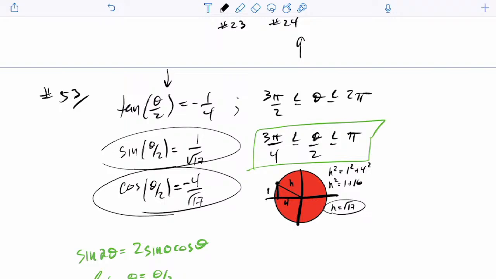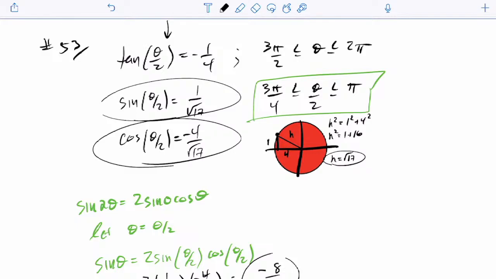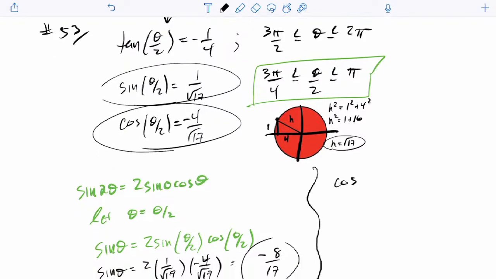That becomes negative 8 over 17 for your sine theta. And likewise, if I want, scroll down, scroll up. One guy wants me to scroll up, other scroll down. Scrolling up. I don't know.